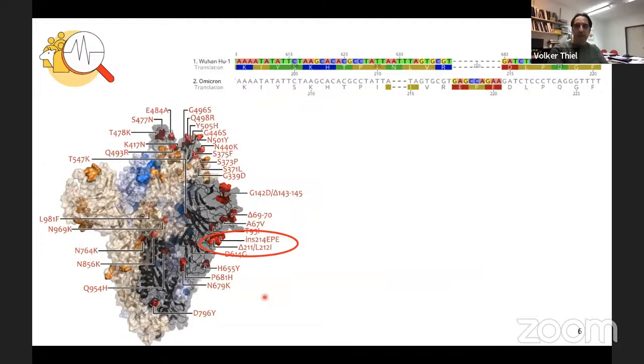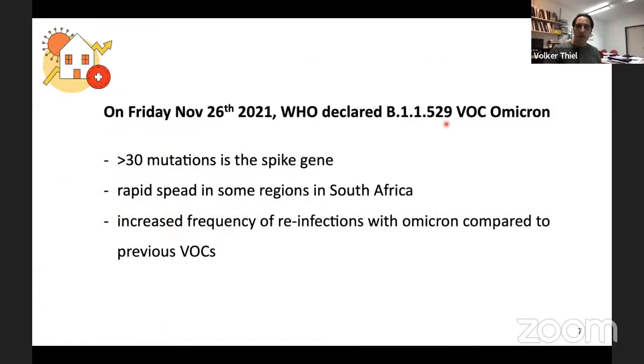Also some very special things like a short insertion has been seen in certain regions here, for example, in the N-terminal domain. This is also in a region that has been known before. So why is this new or concerning, why is it a variant of concern?